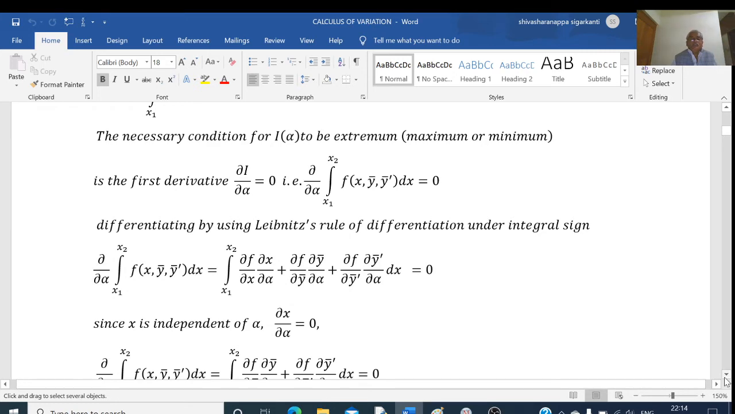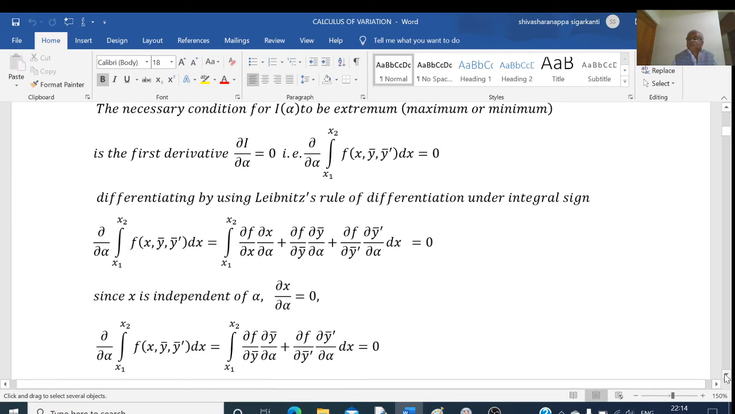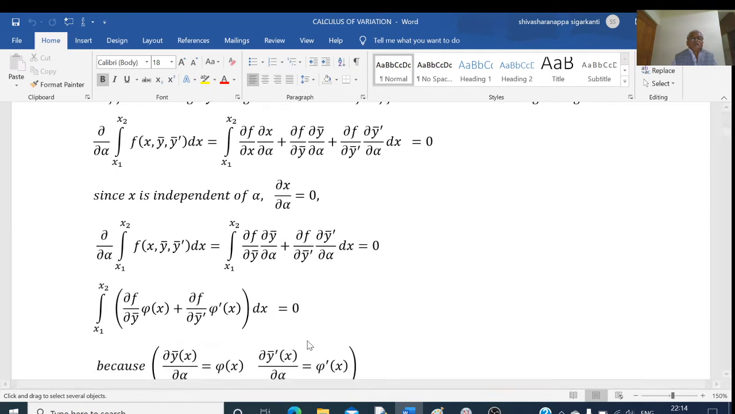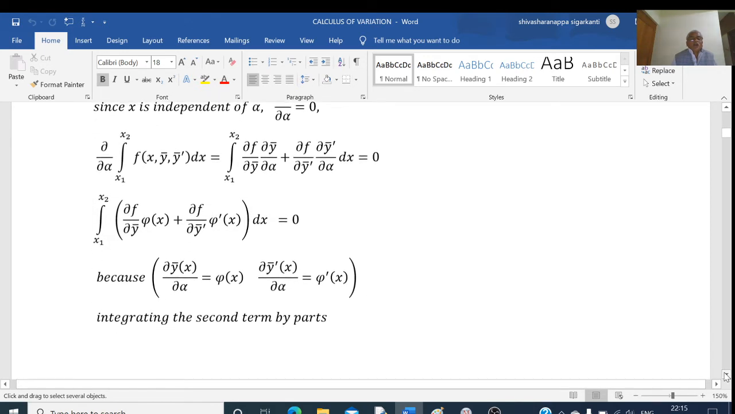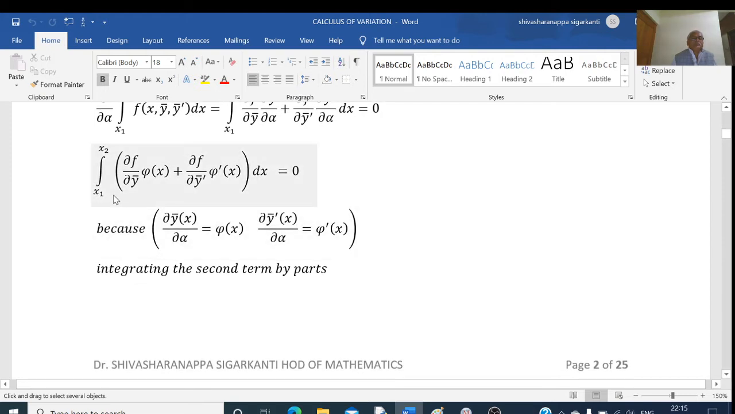Then we can write this as dou f by dou y bar into this is nothing but our pi of x plus dou f by dou y bar dash into this is nothing but our pi dash of x. Already we got this into dx is equal to 0. Now, I will keep this first term as it is, and I will integrate this by parts.